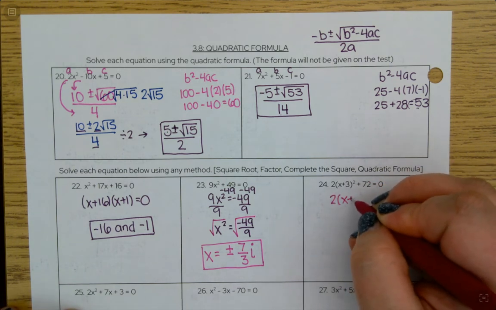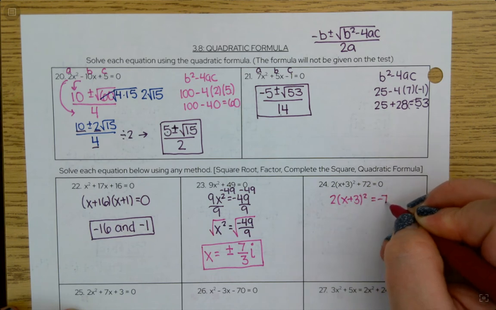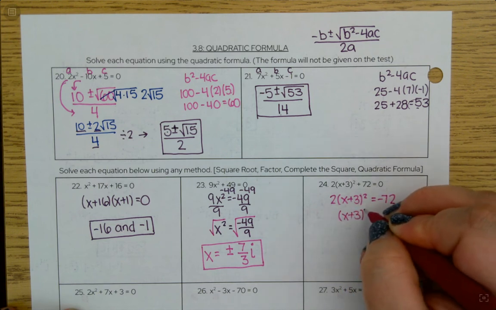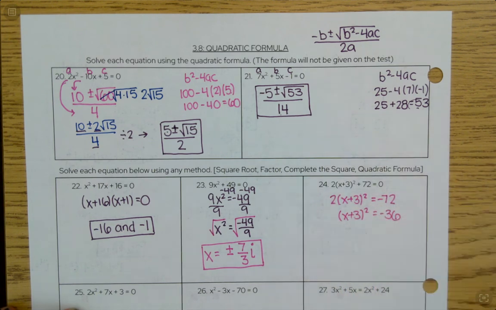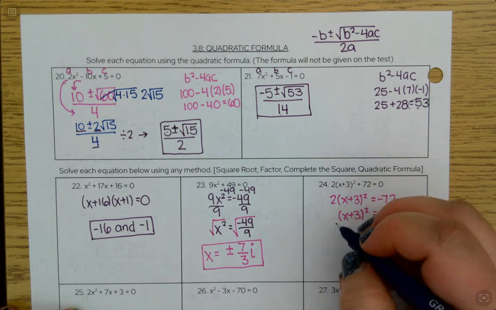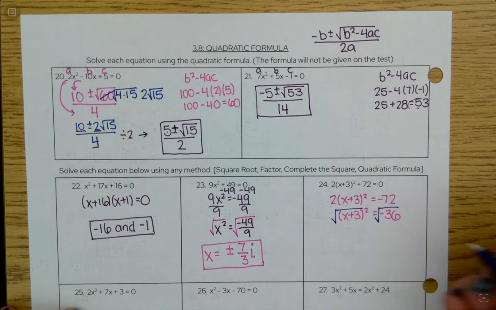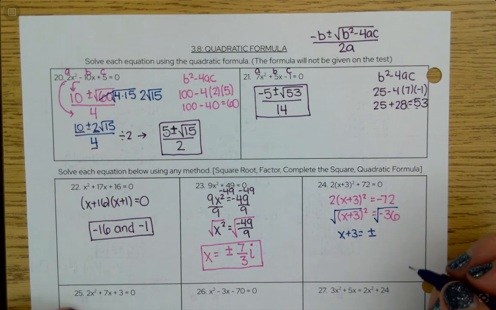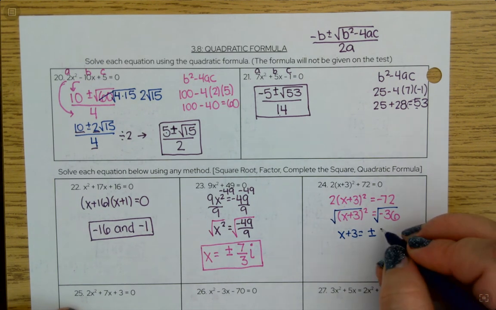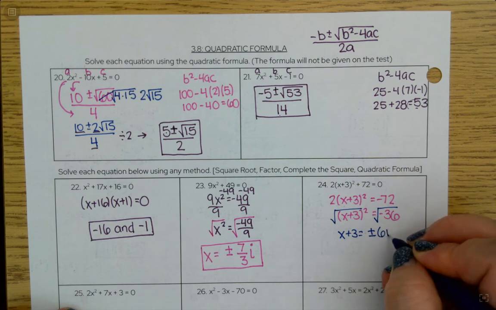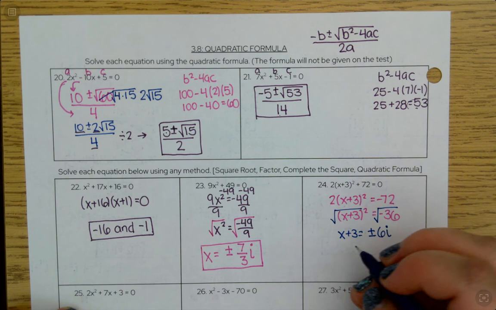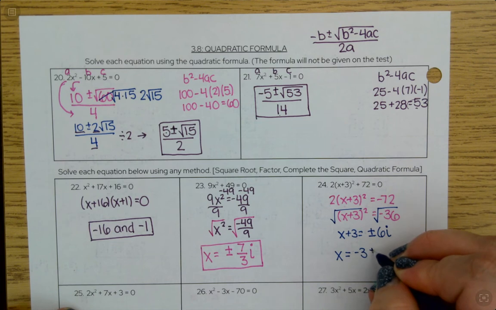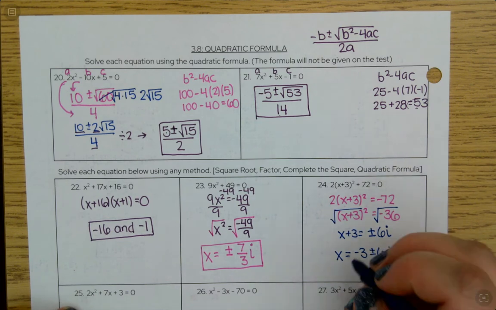I'm going to move through this one a little bit quicker. I'm subtracting this 72 to the other side. Then I'm going to divide by 2. And then I'm going to take the square root. x plus 3 equals plus and minus the square root of negative 36. Well, the square root of 36 is 6. And since it had a negative, that's 6i. And then you move that 3 to the other side. When you do that, you have to make it negative. And there you go.